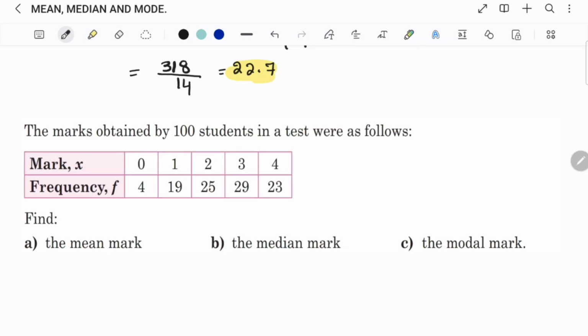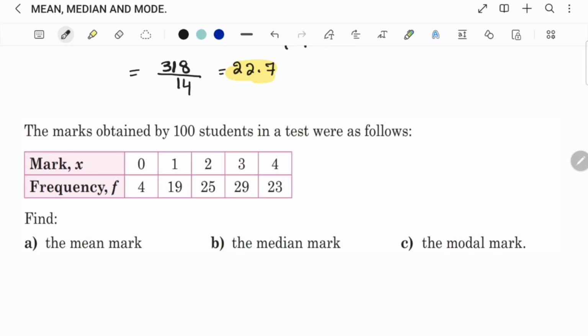All right. So the mean we have to find out. Now the mean is sum of fx divided by sum of f, because of the sum of the numbers. For example, 4 students are getting 0 marks, so 4 times 0 is 0. 19 students are getting 1 mark, so that is 19 marks, because for each student it is 1, 1, 1. So that's 19.